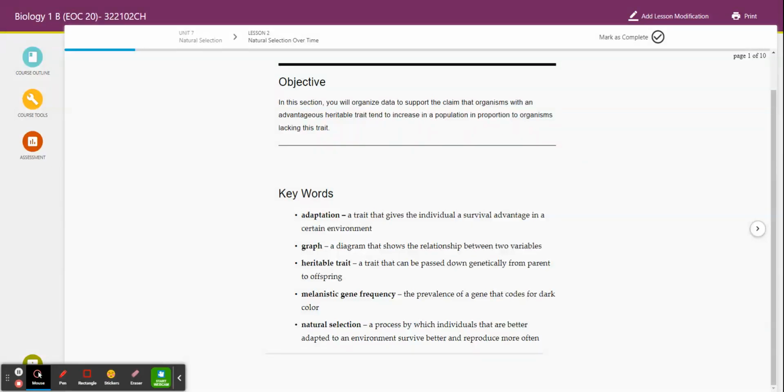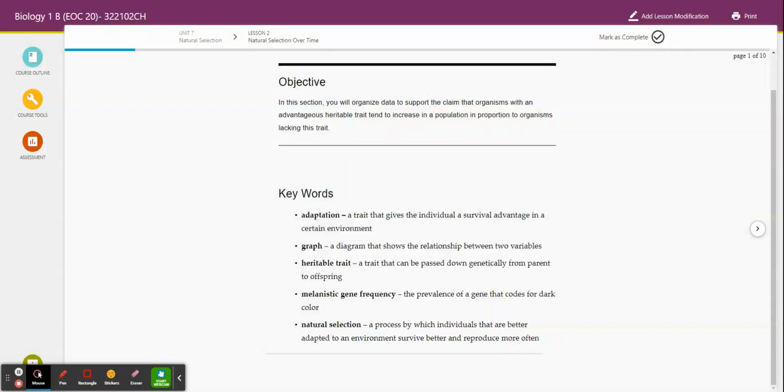Unit 7, Natural Selection, Lesson 2, Natural Selection Over Time. Objectives. In this section, you will organize data to support the claim that organisms with an advantageous heritable trait tend to increase in a population in proportion to organisms lacking this trait.